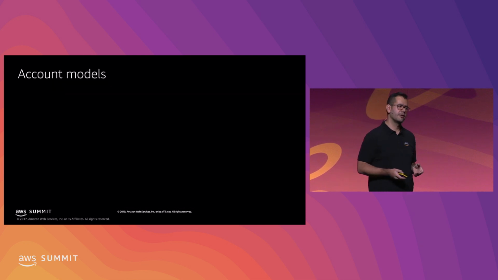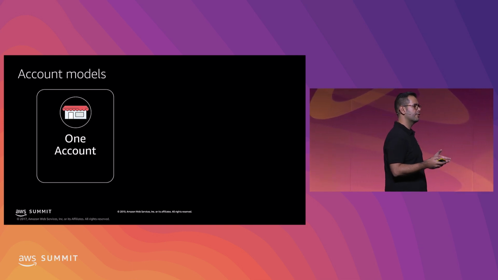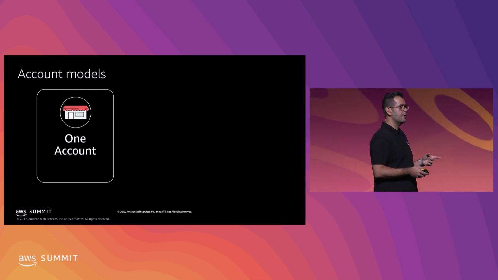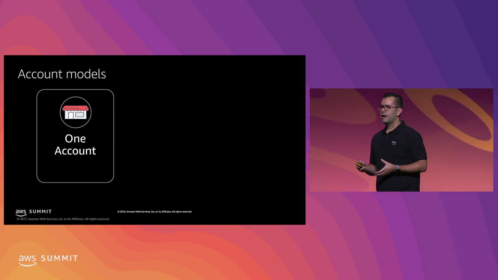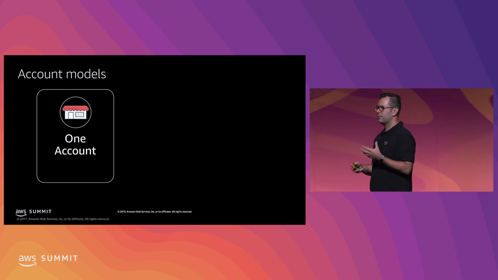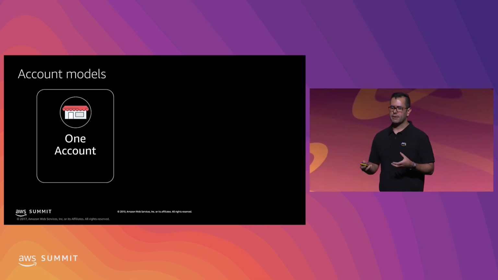Now, let's talk about account models. Many of our customers will start with a single account. Well, they will create a virtual private cloud, a VPC, and that's a networking environment controlled by the customer. They will deploy instances there. They will have different teams working together. And eventually, it might become a little bit overwhelming to manage access control around it.